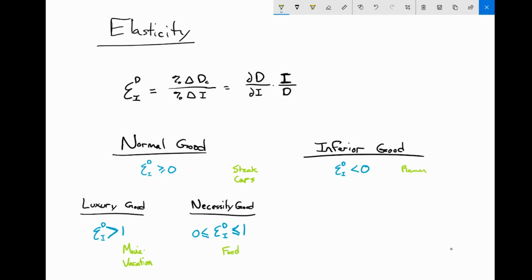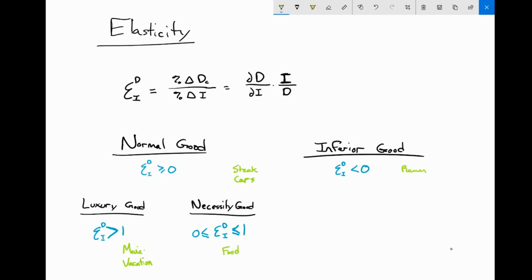So if we want to understand how an increase in income affects demand, we have to think about the elasticity, and we have to think about the different kinds of goods. So for a normal good, an increase in income will increase demand. For an inferior good, an increase in income will decrease demand.